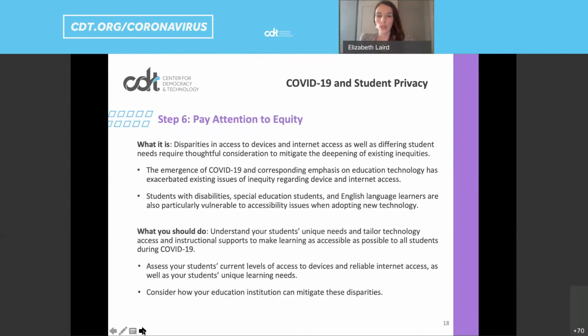And then the last issue that I want to highlight before I turn it over to my fellow panelists is equity. Equity is so core to what we all do.